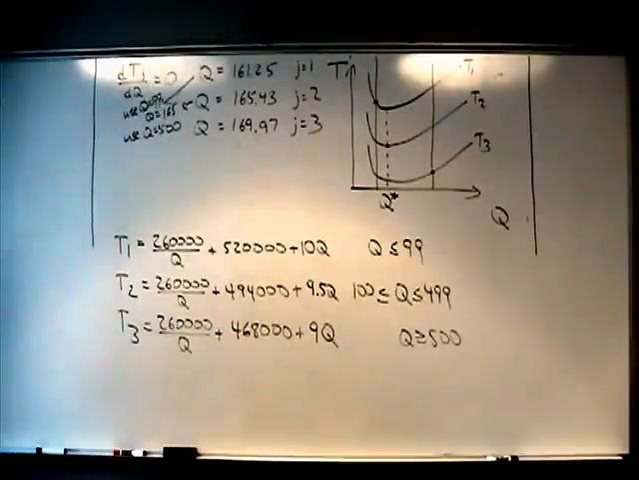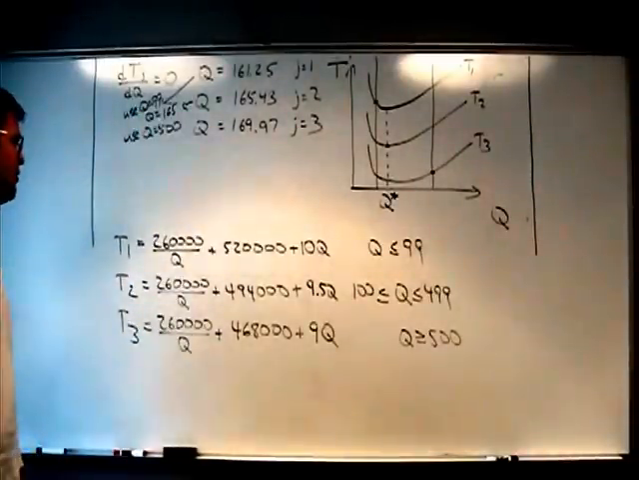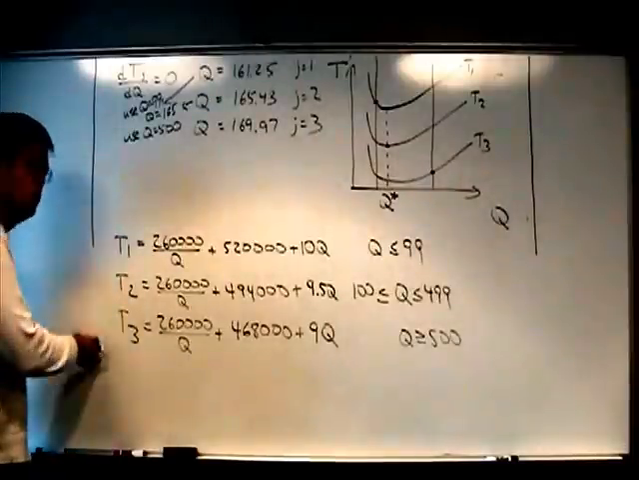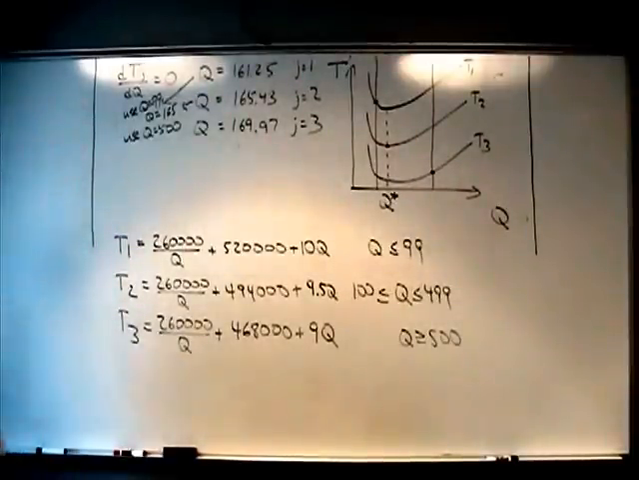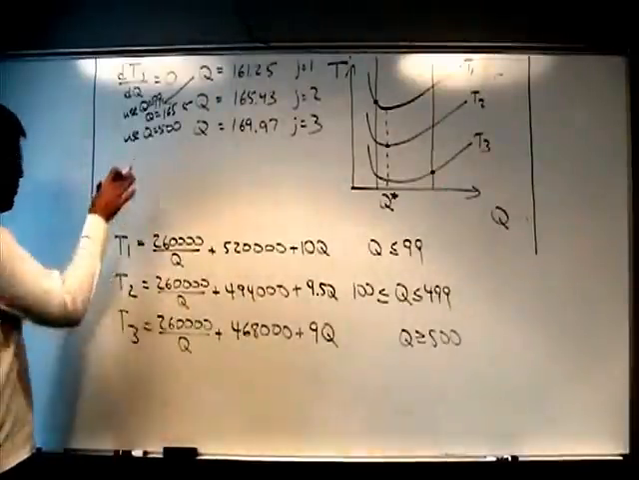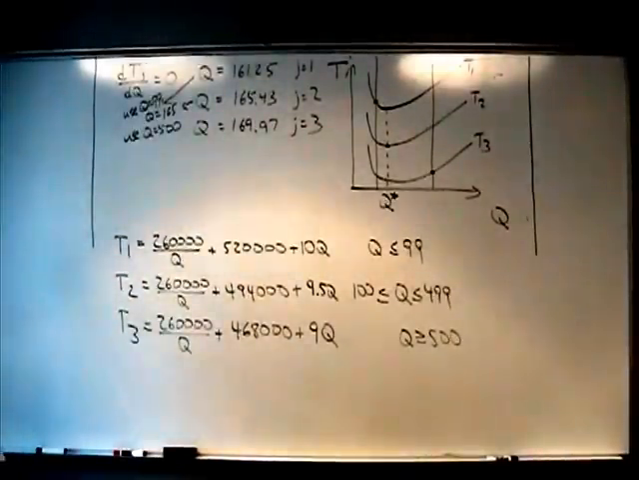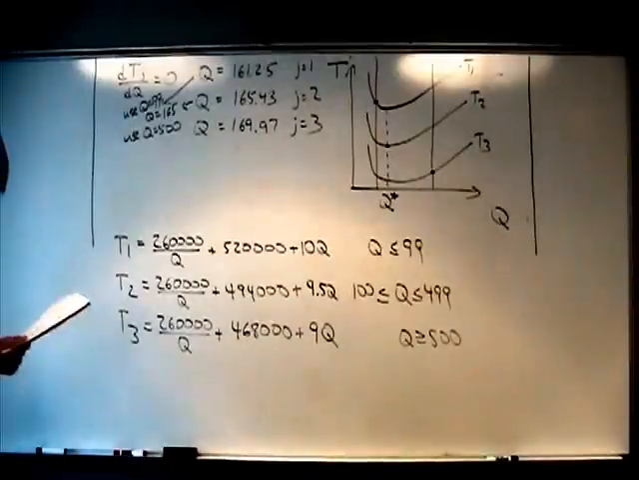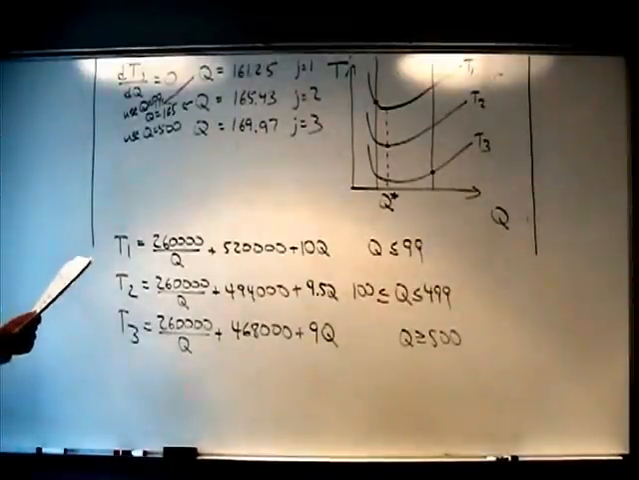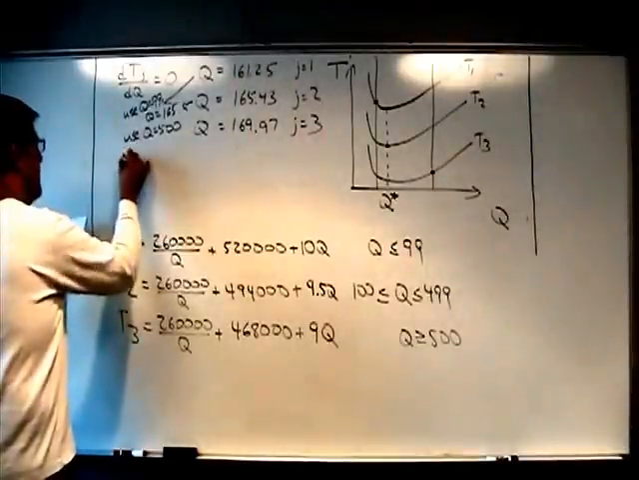At that point in time, you're going to go back and plug the corresponding values of Q into the three different functions here. So we're going to plug 99 into T1, we're going to plug 165 into T2, and we're going to plug 500 into T3.